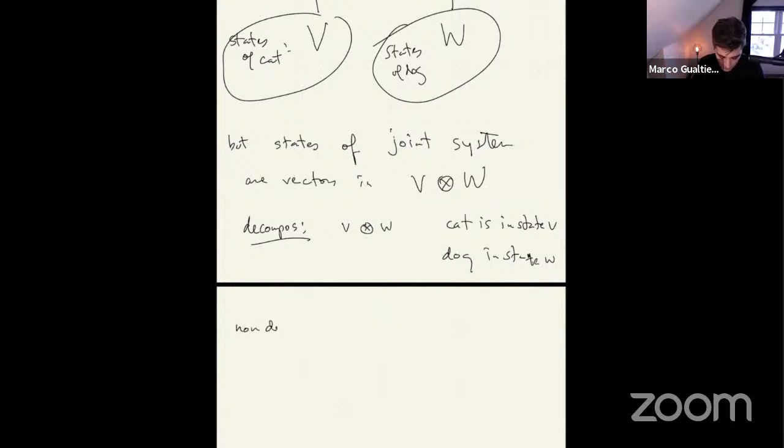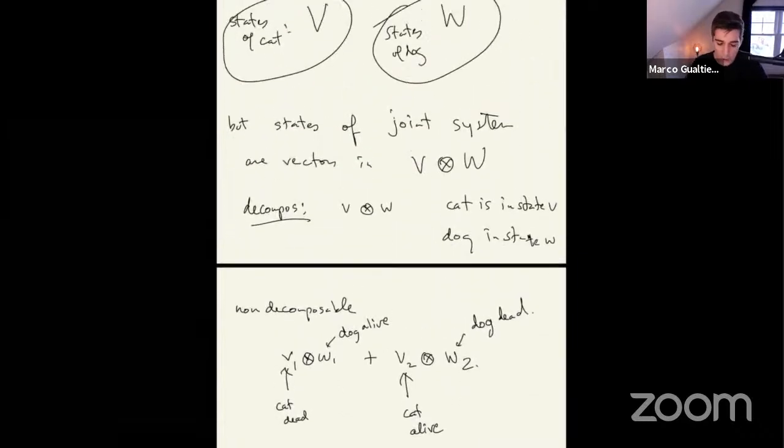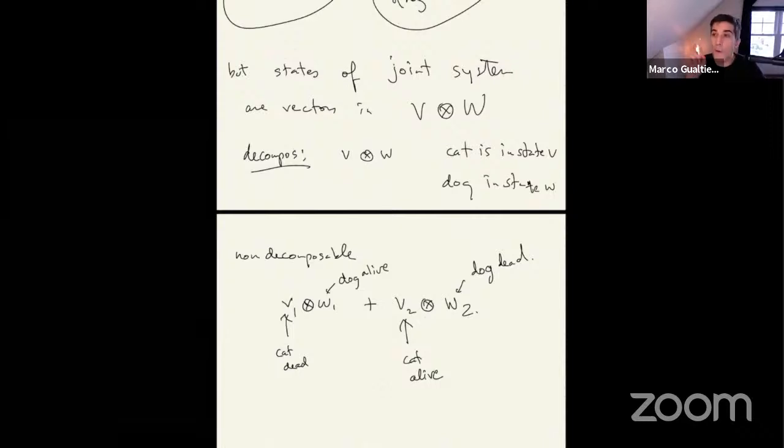Non-decomposable is a sum like this. So this could be the cat is dead, and this could be the cat is alive, and this could be that the dog is alive, and this is the state that the dog is dead. Okay? So in quantum mechanics, there can be a state which is like this. It's a formal sum, a linear combination of vectors in the tensor product. And the interpretation is weird.